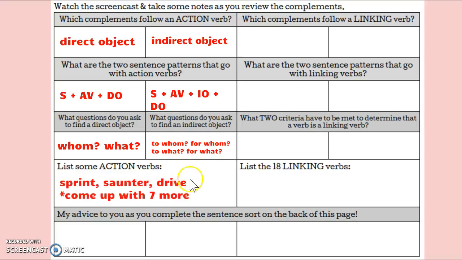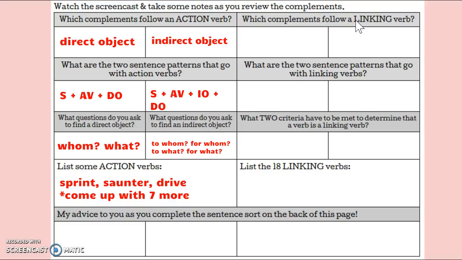I want you to fill in 10 action verbs down here, any 10 action verbs, and I want you to keep them in present tense. And I'd like for you to come up with some good extreme and absolute language types of verbs. So not verbs like said or walked or went. Give me some good vivid verbs. So I have sprint, saunter, drive, and I want you to come up with 7 more. You can pause the screencast if you want to do that, and then pick it up after you've filled those in. And then we're going to go on to the complements that go with linking verbs.